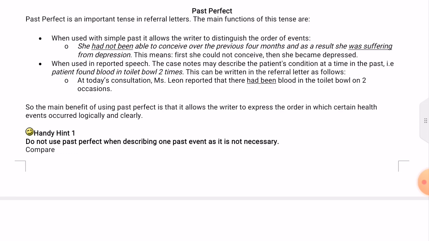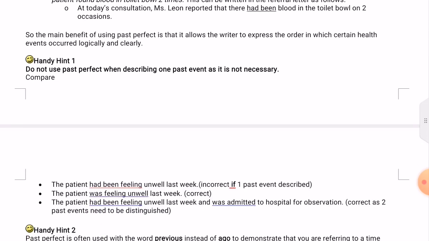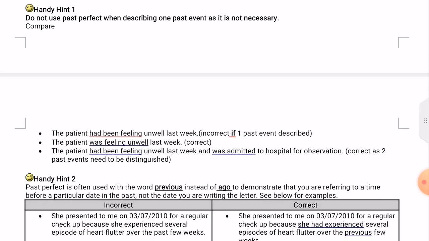So the main benefit of using past perfect is that it allows the writer to express the order in which certain health events occurred logically and clearly. There are a few hints and tips for this. The first hint is: do not use past perfect when describing one past event, as it is not necessary.